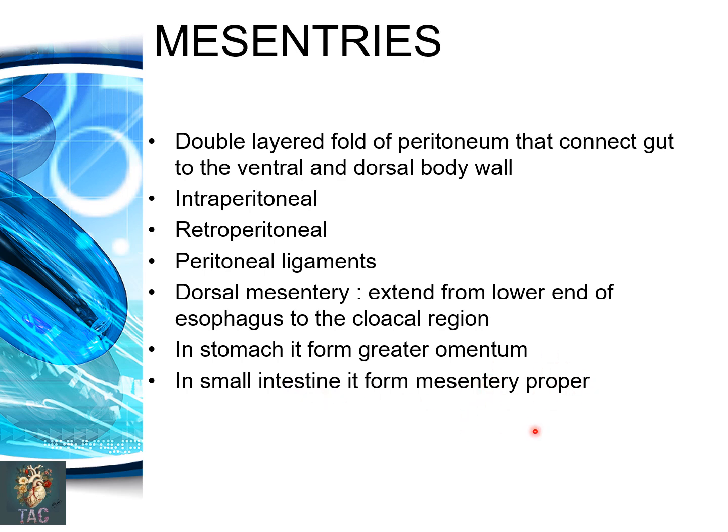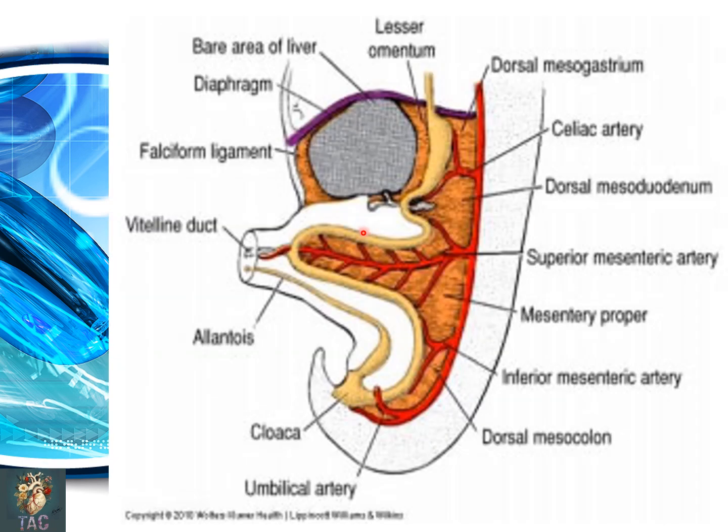These are your MCQs, please remember. This is the diagram to show the position of the dorsal as well as the ventral mesentery. So this brown colored area shows all of the dorsal mesentery from the area of the lower part of the esophagus till the cloaca. All of the GI tract is attached to the dorsal body wall.